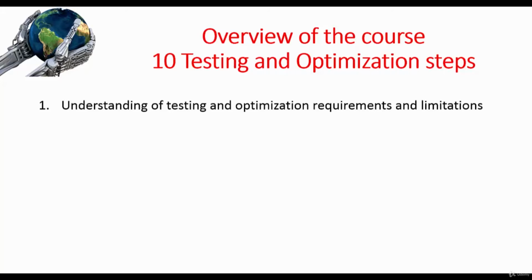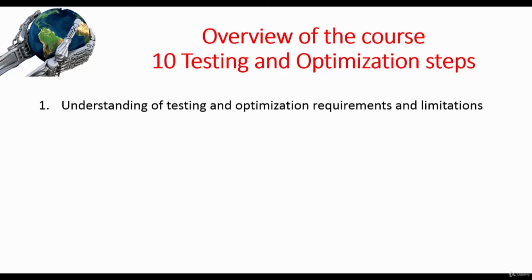We're almost at the end of the course, and in this lecture I'm going to go through a 10-step testing and optimization checklist that will take us through all the activities that we did during the course and also provide a checklist that you can use for future testing and optimization, not only of the magic moving average EA, but of any EA that you will be testing or optimizing in the future.